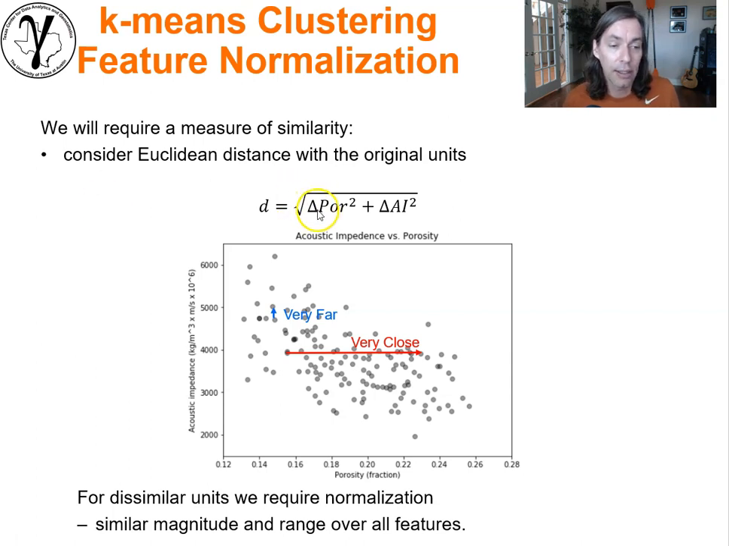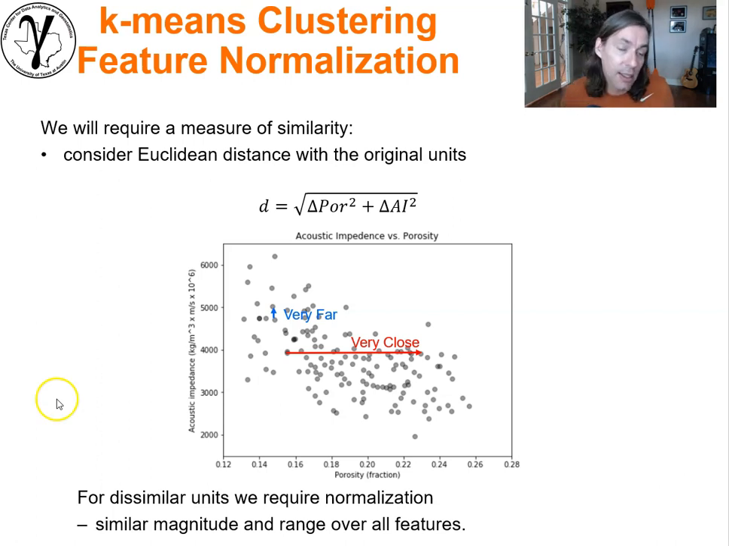We would just calculate delta x squared plus delta y squared, take the square root of that, and that would give us the distance between the two locations. But instead of having x and y, we have features. We're in feature space. So we'll have the difference in the porosity squared plus the difference in acoustic impedance squared. Now, for dissimilar units, we're going to require a form of standardization or normalization. Otherwise, we're going to have an issue.